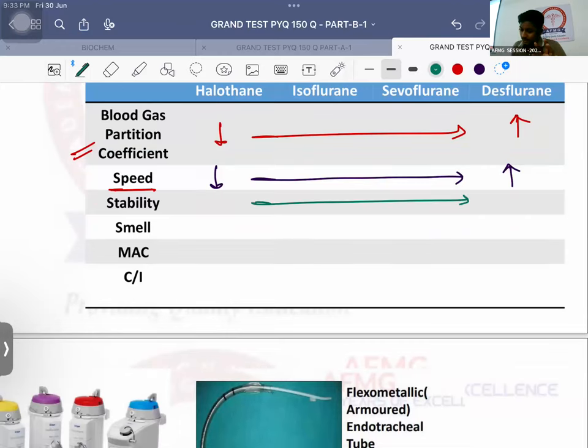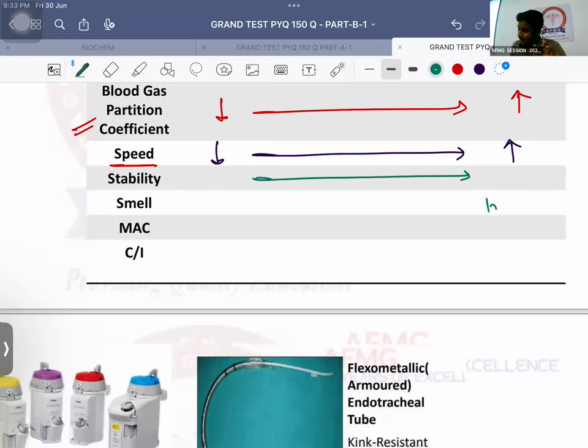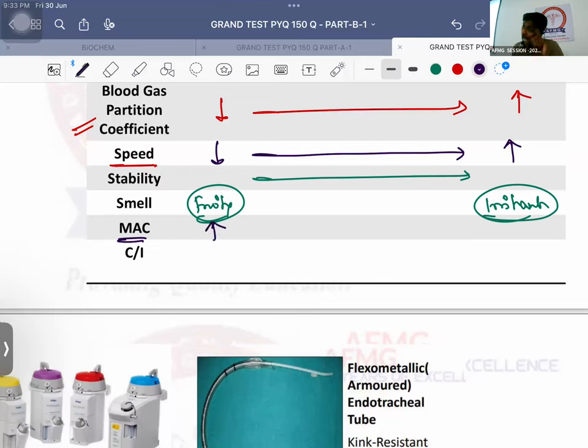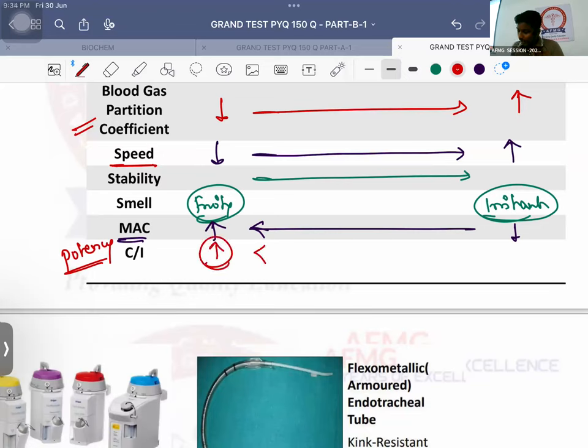Stability is highest with desflurane. Smell: we know that desflurane is an irritant. Halothane has a fruity smell. Okay, so that's important, though smell is not asked much in PYQs. Then, MAC is what? Minimum alveolar concentration. That is highest with desflurane and lowest with halothane. Okay, so therefore, if potency is asked, potency depends on MAC. So therefore, the most potent will be halothane and the least potent will be desflurane.